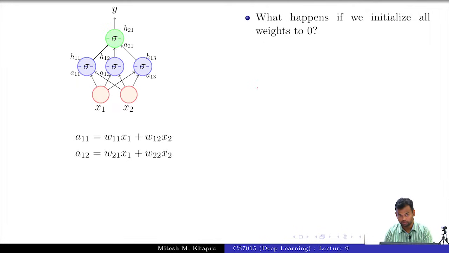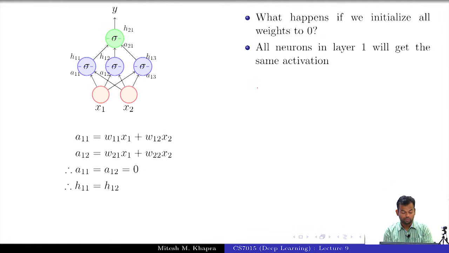Take A11, okay. What would A11's value be if all the weights are initialized to 0? 0. And A12 again 0, right? And same for A13, right? So all the neurons in this layer are going to be 0. So that means they'll all get the same activation. So if the A's are same, the H's are also going to be same. That's obvious, irrespective of what nonlinearity you use.